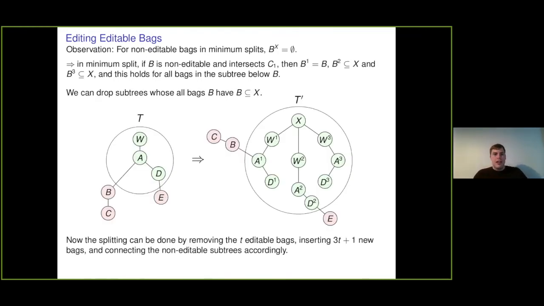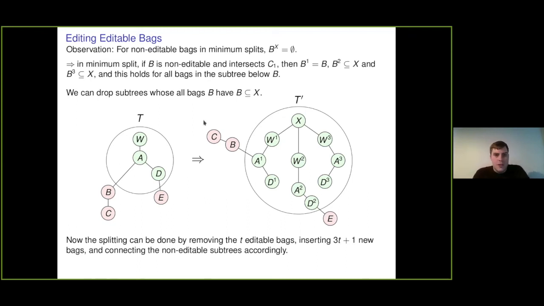So basically, for non-editable bags, in this construction we have only one representation of them. Here the real version is this B1, and the other versions are just subsets of X, and they're subsets of X everywhere in the subtree. And if you have a subtree where all bags are just subsets of the separator X, then for sure we can drop the subtree because we anyway have a bag X here in this construction.